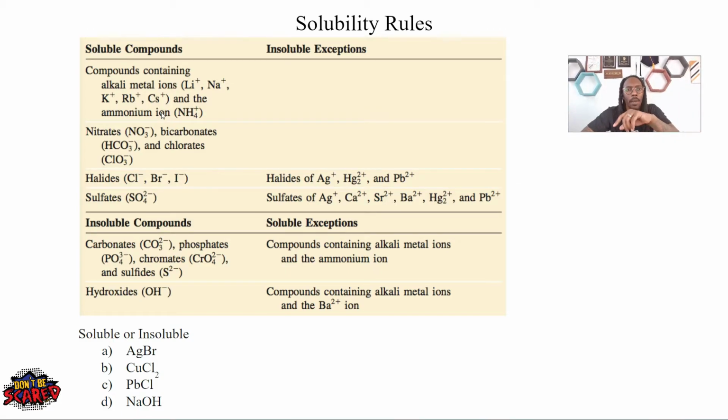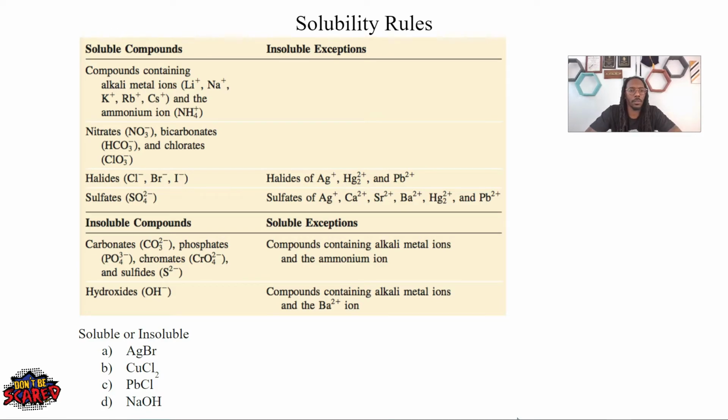If you have an alkali metal or ammonium, it's always going to be soluble. Also, another compound that's normally insoluble is hydroxide, OH. Know those polyatomic ions. It's normally going to be insoluble. However, if you have an alkali metal or barium combined with it, you're going to have a soluble exception. So, soluble or insoluble.